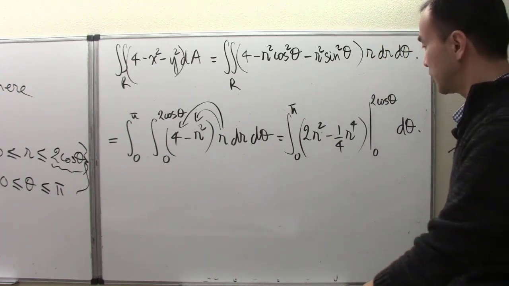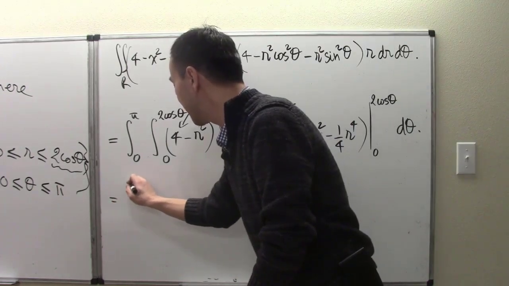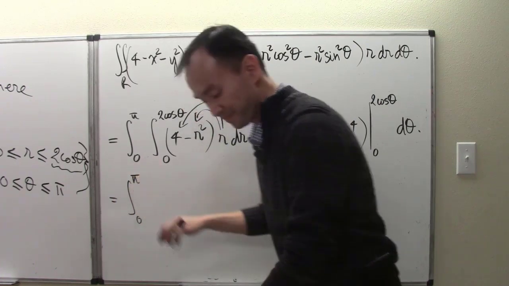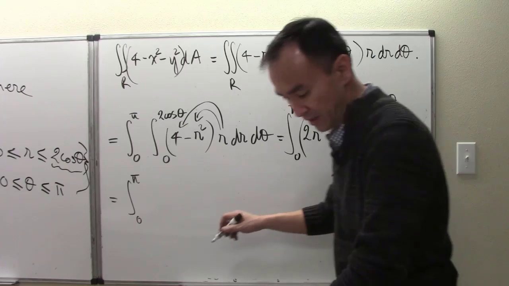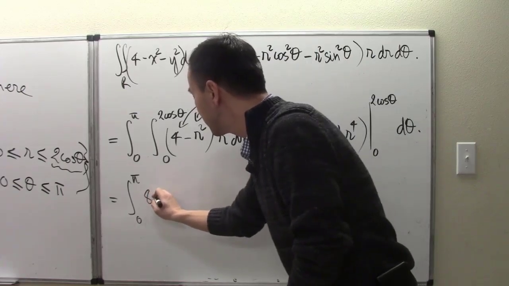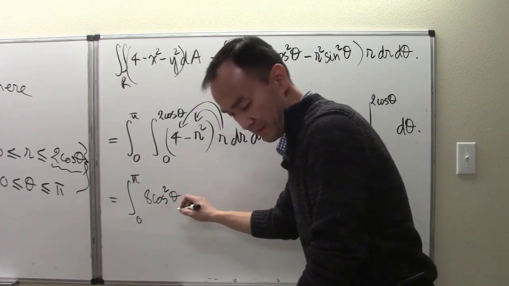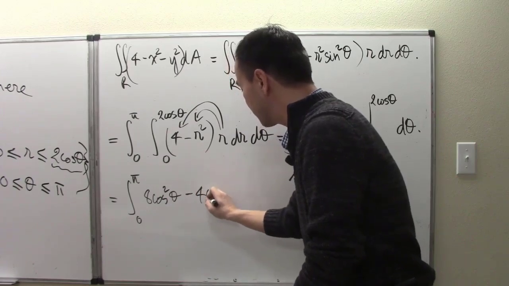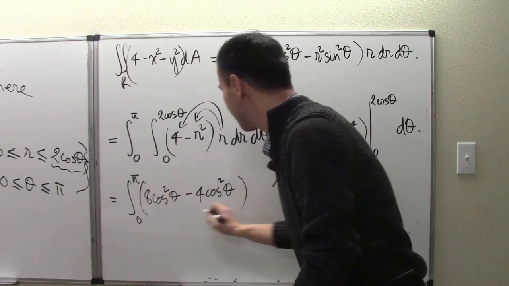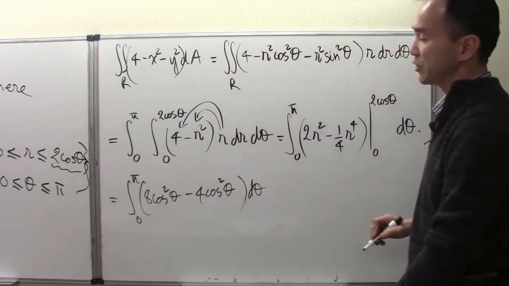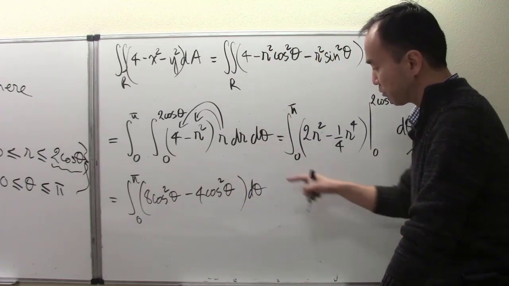All right, and so in the next step, it will become an integral from 0 to pi. And then substituting these values in there, I'm going to end up with 8 cosine squared of theta minus 4 times cosine squared of theta d theta. And now we have produced for ourselves a brand new integral completely in terms of theta.